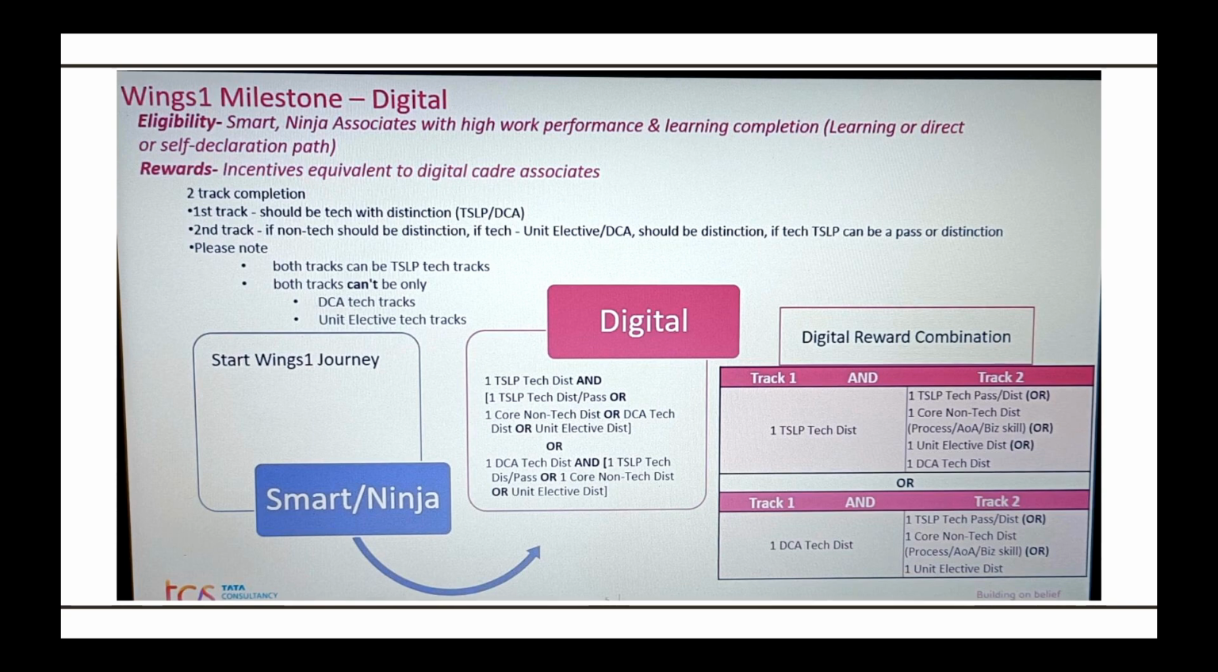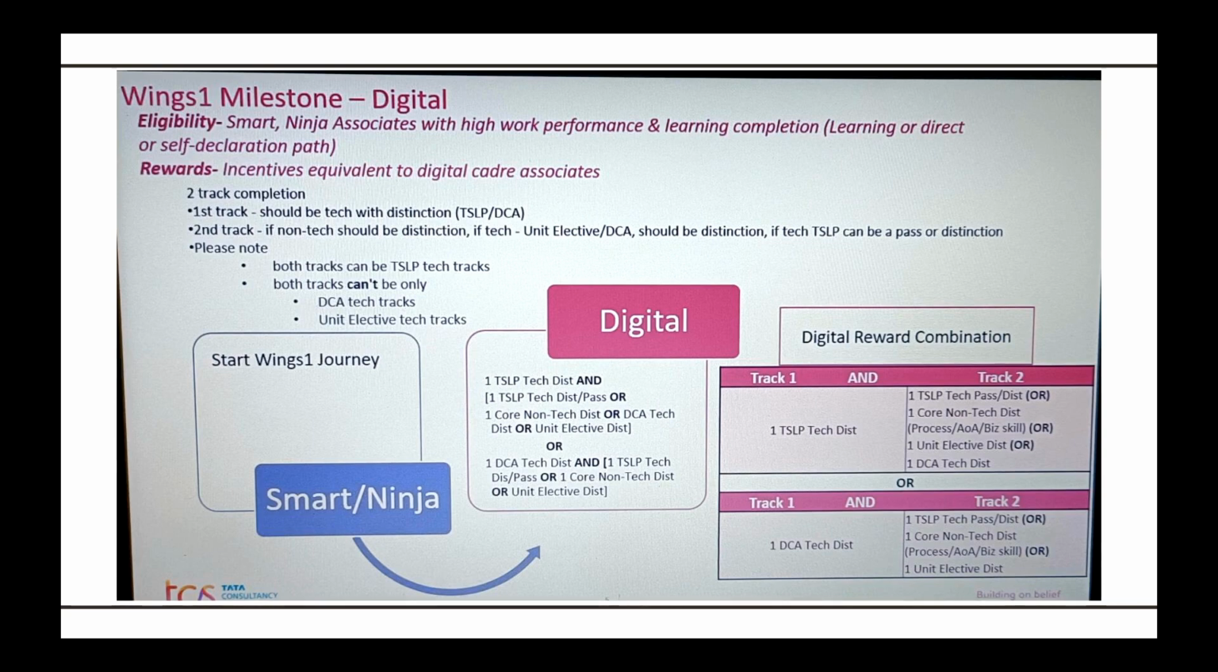Basically, there are two track completion combinations here. The first track should be tech with distinction. So it can be either TSLP or DCA; you can choose either. TSLP has 14 to 15 tracks, so you can choose based on the technology you are working on or have proficiency in. If you want to go for DCA, there are various technologies covered under DCA that I will talk about in the upcoming slides.